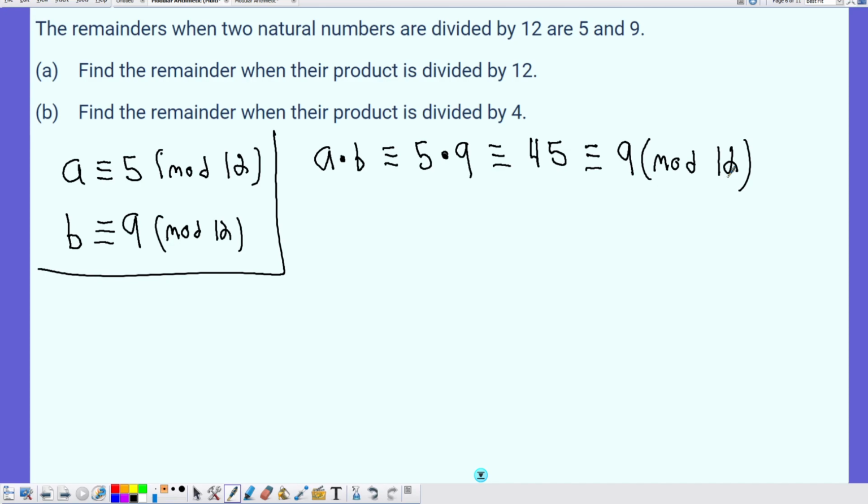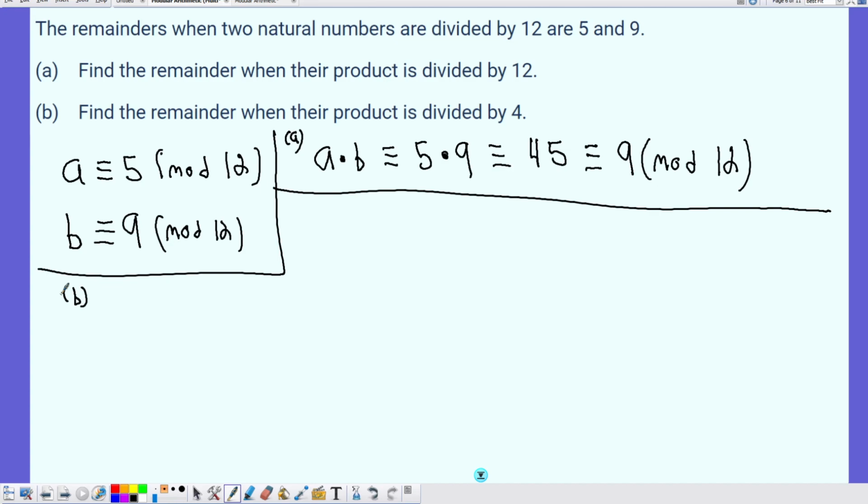Now, let's continue even further. Well, I mean, that's basically part A. Pretty light work, right? Part B, like we saw last time, is going to be a little bit more work. But let's see what we can do.